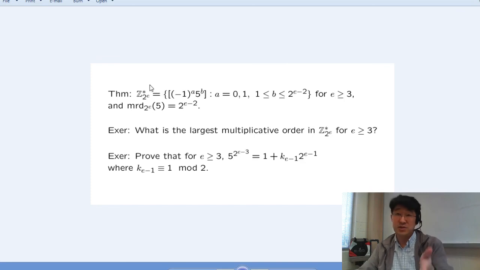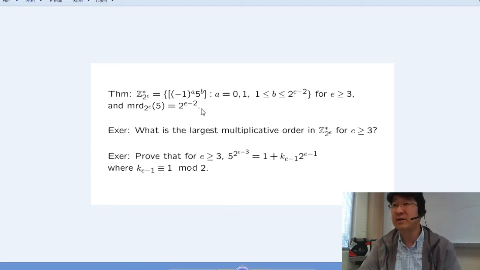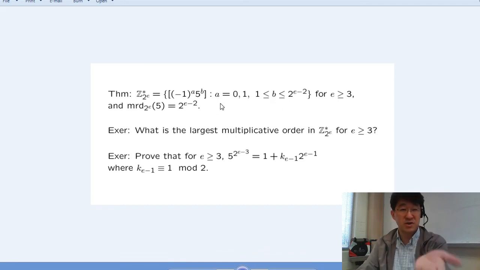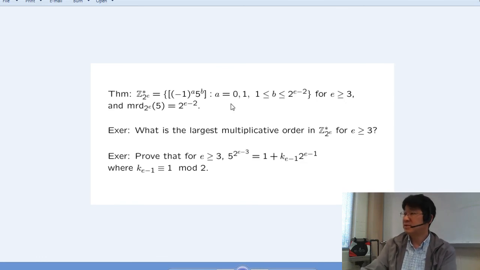Z mod 2 to the e star is never cyclic, so there is no primitive root. But there's always a 2-generator set. This 2-generator set never even changes when e is changing. Minus 1 and 5 will generate everything. That's their story. All right? This Z mod 2 to the e power has a special structure, not primitive, but very, very close to primitive. 5 to the b has almost the right order, just missing a factor of 2 coming from minus 1. So it's almost cyclic: cyclic cross Z mod 2.